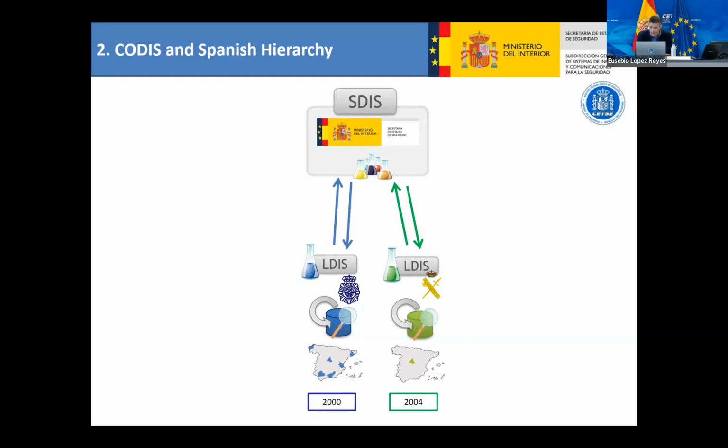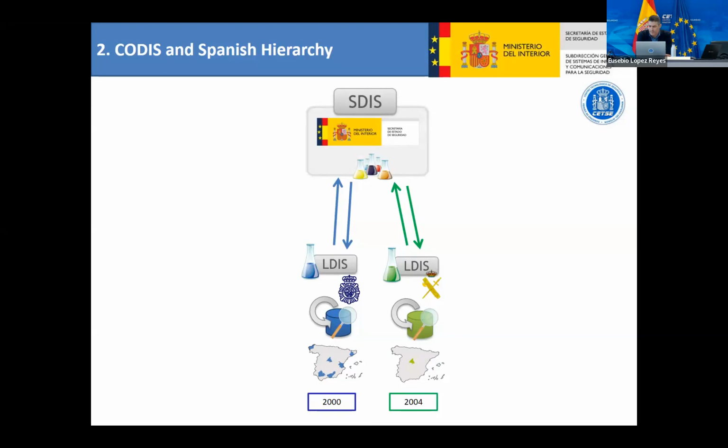And at that moment, it was necessary to create in the Secretary of Spain, in the Ministry of Interior, the new node that is called SDIS, in order to develop the coordination point of the two institutions that at that moment were going to be working together to share the genetic profiles of every laboratory, and obviously because we need a national contact point for the exchange of genetic profiles in the Prüm treaty.